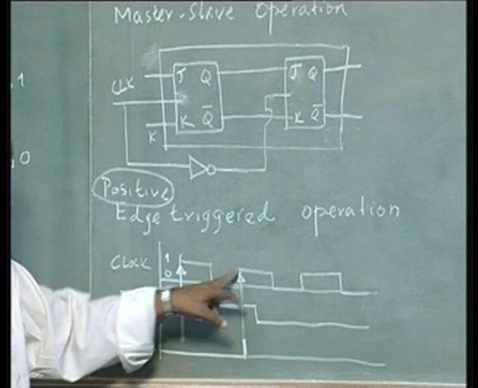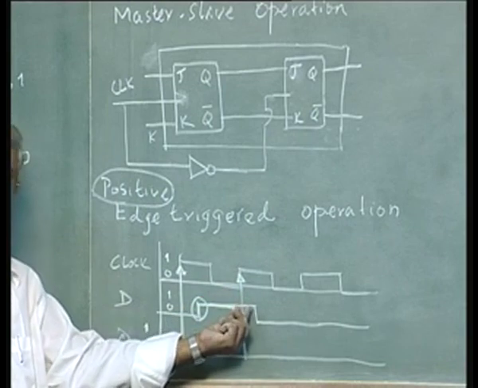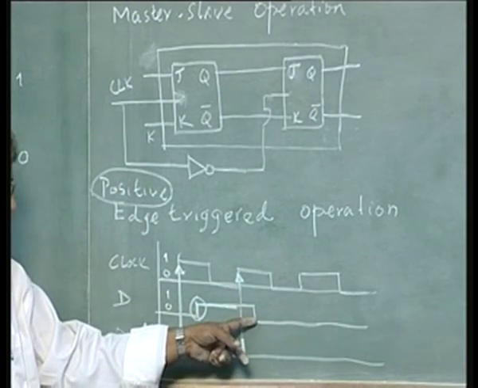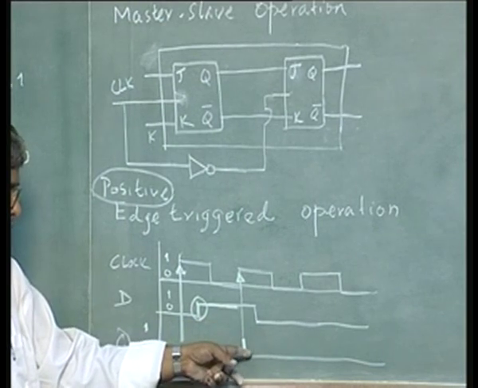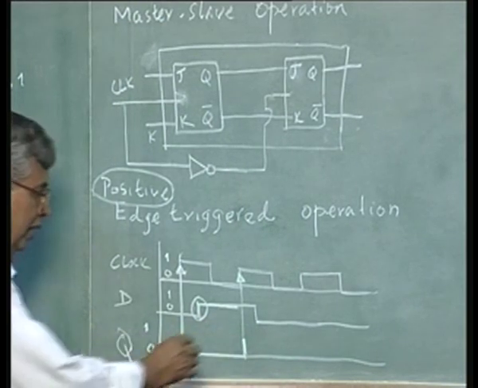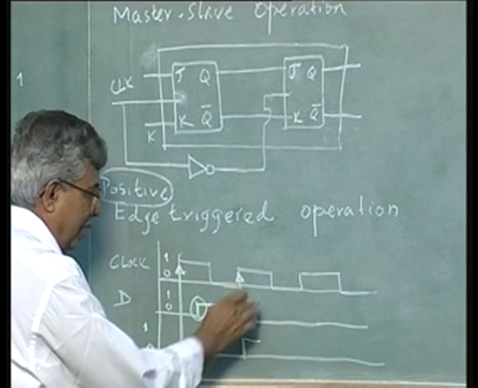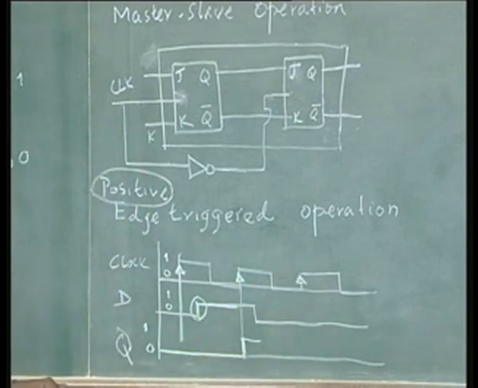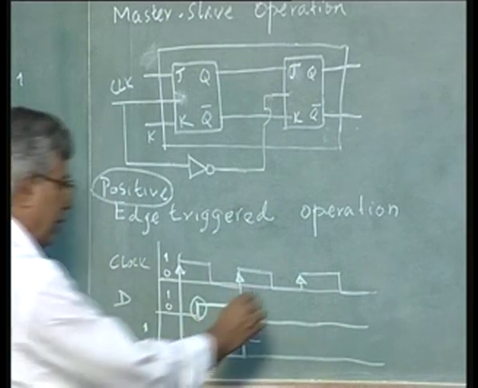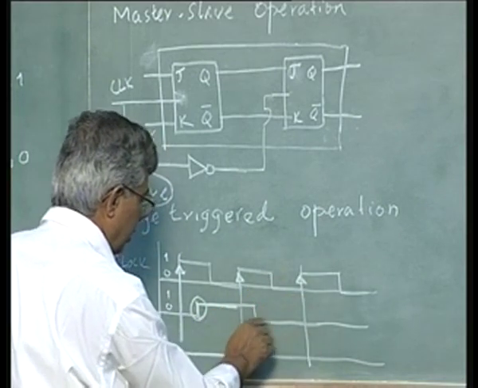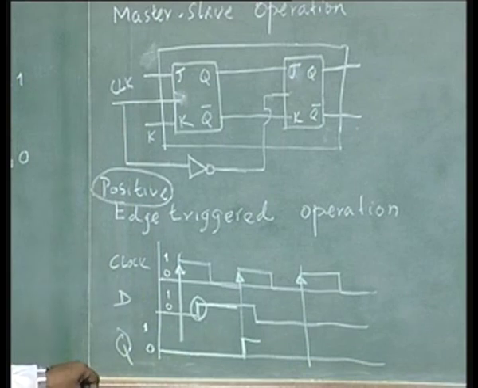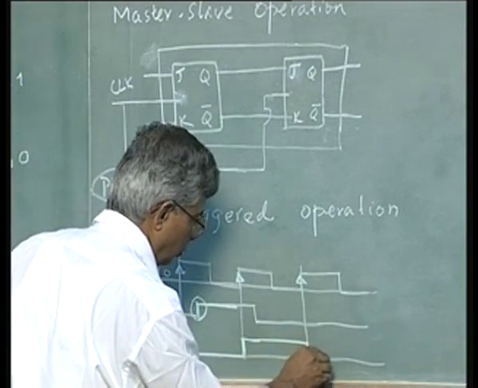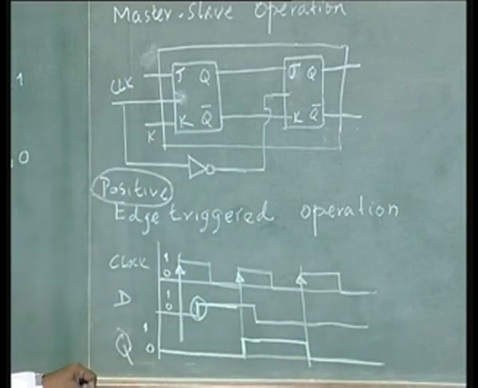As soon as this edge disappears, a little time afterwards, D disappears, D becomes 0, but it is not going to affect the output because output has already become 1. It will not be looked at at all here, it will be looked at only when the third positive edge occurs, and that will happen. When that happens, it will look at D again, D is 0, output will go back to 0.